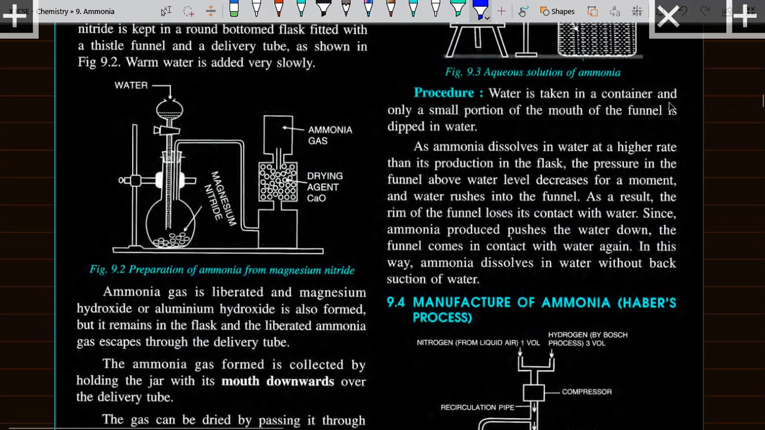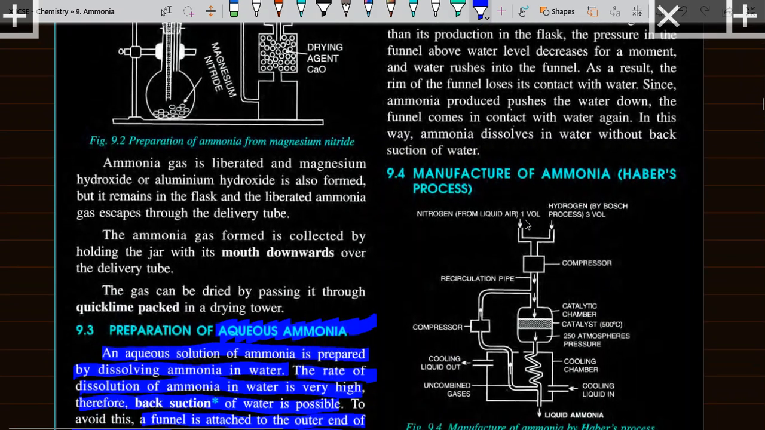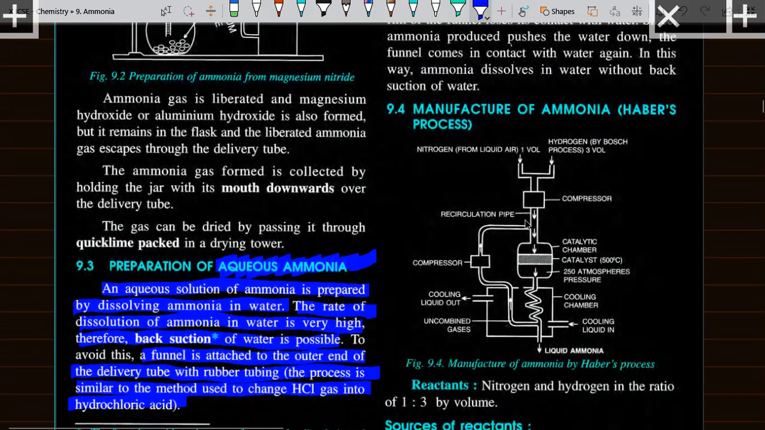Water is taken in a container and only a small portion of the mouth of the funnel is dipped in water. As ammonia dissolves in water at a higher rate than its production in the flask, the pressure in the funnel above the water level decreases for a moment and water rushes into the funnel. As a result, the rim of the funnel loses its contact with water. Since the ammonia produced pushes the water down, the funnel comes in contact with water again. In this way, ammonia dissolves in water without back suction of water.